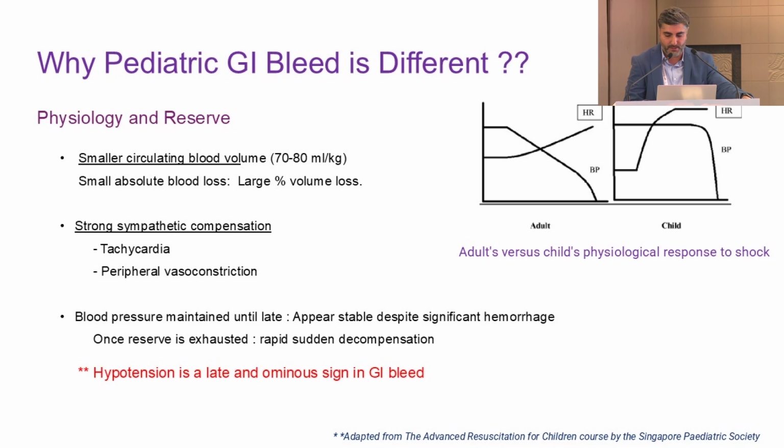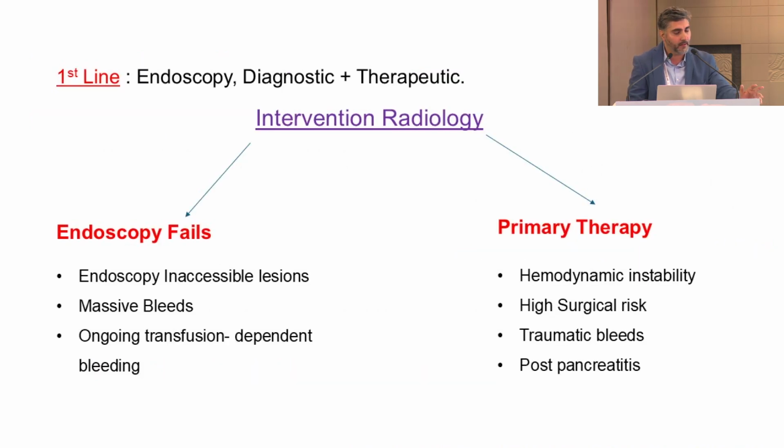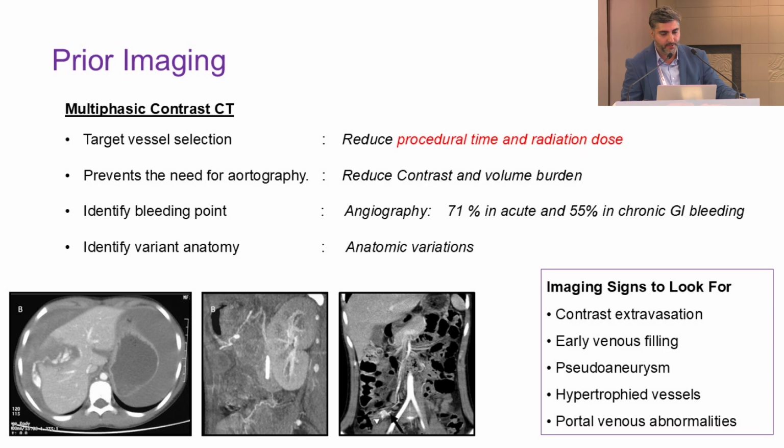First line, as in adults, is endoscopy; it's diagnostic and therapeutic. We may be called in if endoscopy fails, in case of inaccessible lesions, massive bleeds, or ongoing transfusion-dependent bleeding. We may be called in early in case of a hemodynamically unstable kid, or if the kid is at high surgical or endoscopic risk. Traumatic bleeds, because these are usually arterial in nature, and post-pancreatitis, to manage pseudoaneurysms.